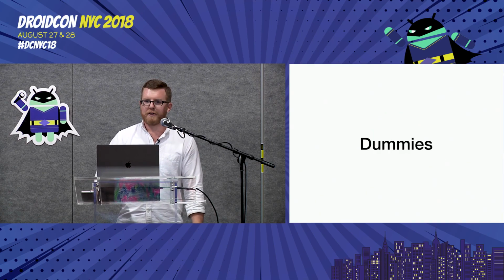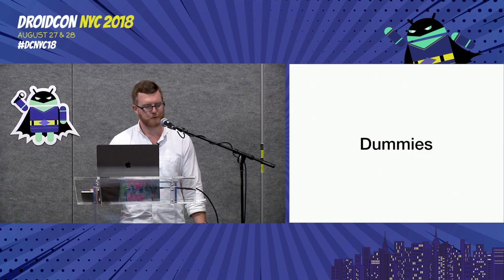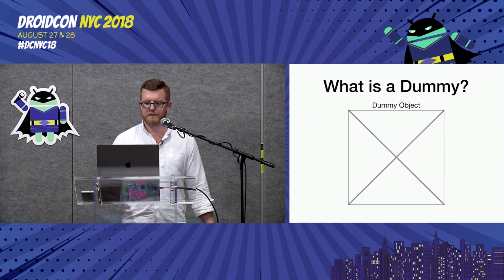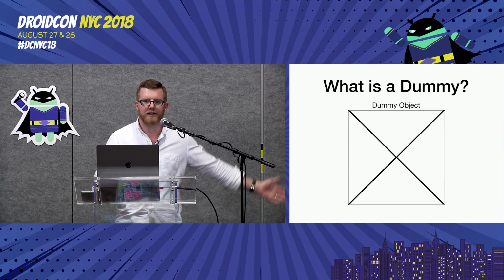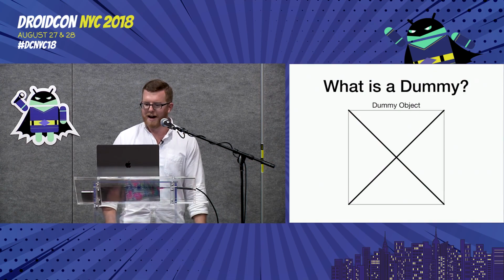Now, dummies are probably the meanest name for a test double, and they're probably the easiest to understand as well. So what is a dummy object? Well, to be honest, it doesn't really do anything. It's basically just there to fill the parameter list. So it's like, I don't know, kids who get picked last in the kickball game or something, they're just kind of there to fill the roster.